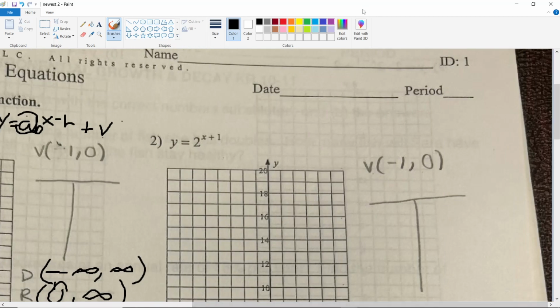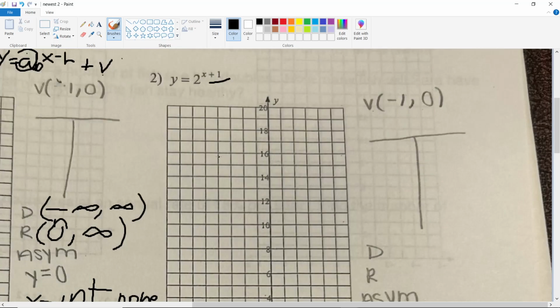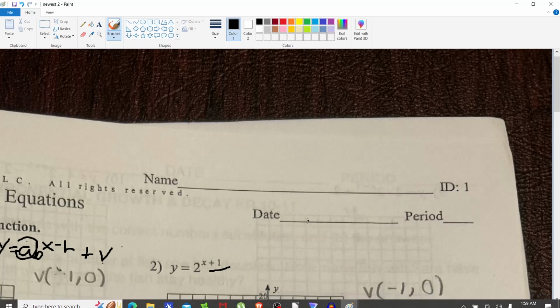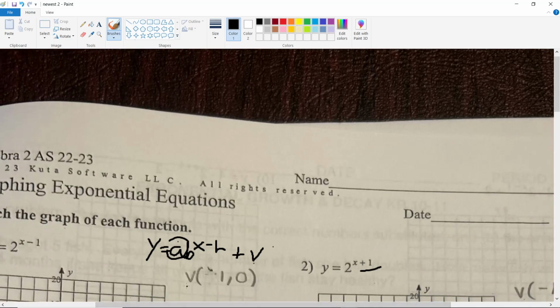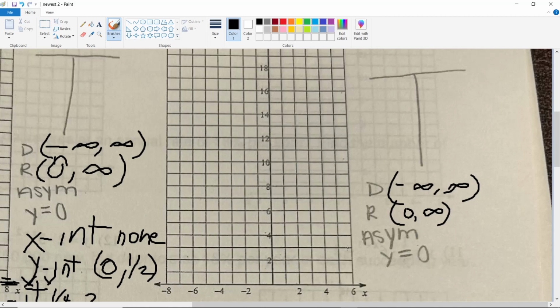Again, the vertex is at h, which is negative 1, because it's x minus h. X minus negative 1 is x plus 1. And v is 0. Domain, negative infinity to infinity. Since v is 0, the asymptote is y equals 0, and the range is 0 to infinity, because, again, this a part is positive. If this a is positive, then it goes to infinity. If a is negative, then it flips it over the x-axis.